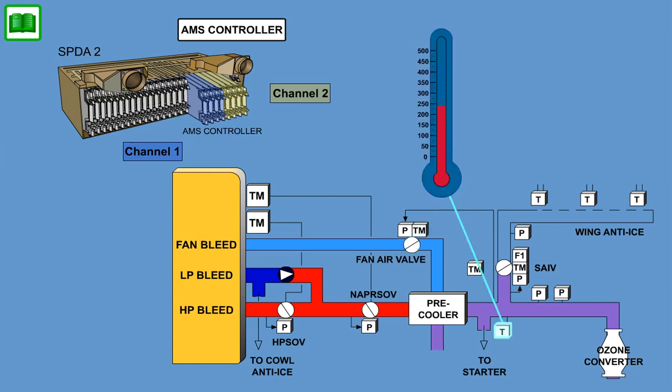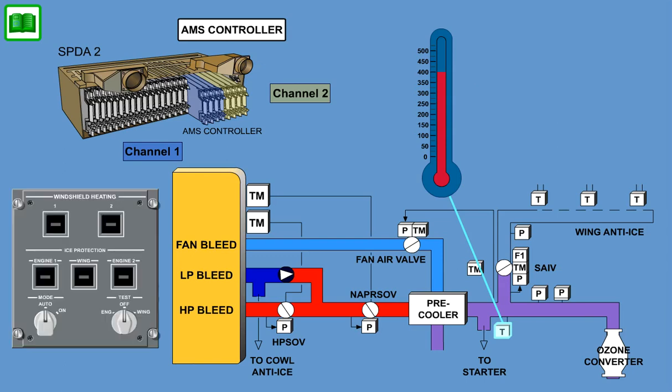The manifold temperature is controlled to 400 degrees Fahrenheit, 204 Celsius, under normal operating conditions. The manifold temperature is controlled to 450 degrees Fahrenheit, 232 Celsius, when slat anti-ice flow is required.